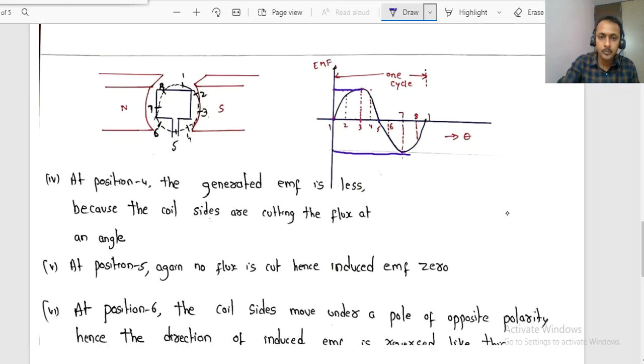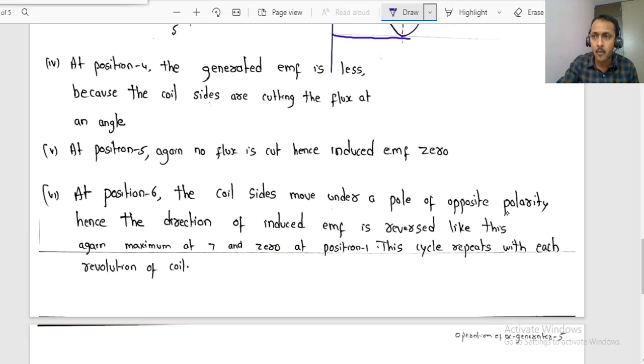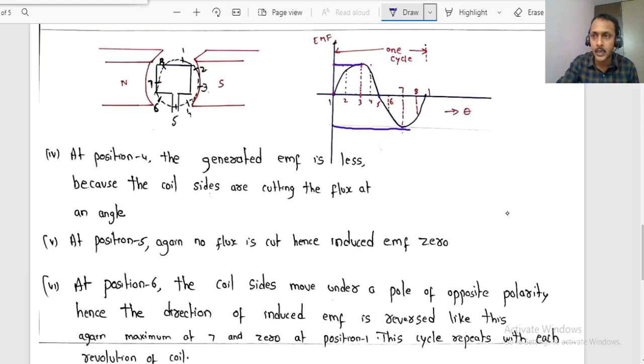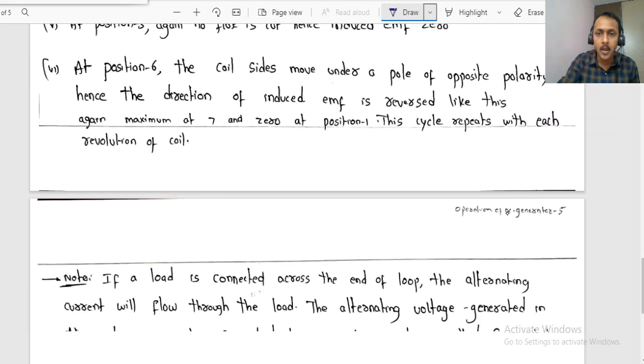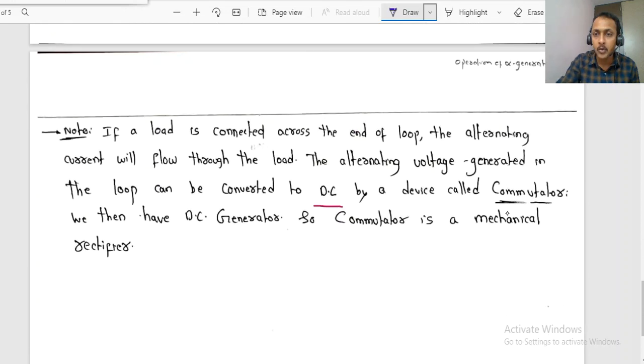Now, on observing this waveform, we may get a doubt: the generator is a DC generator, but the waveform we got is sinusoidal in nature, an alternating quantity. This AC is converted into DC with the help of a device called the commutator. A commutator is the device which converts the generated AC into DC. We can also call the commutator a mechanical rectifier.